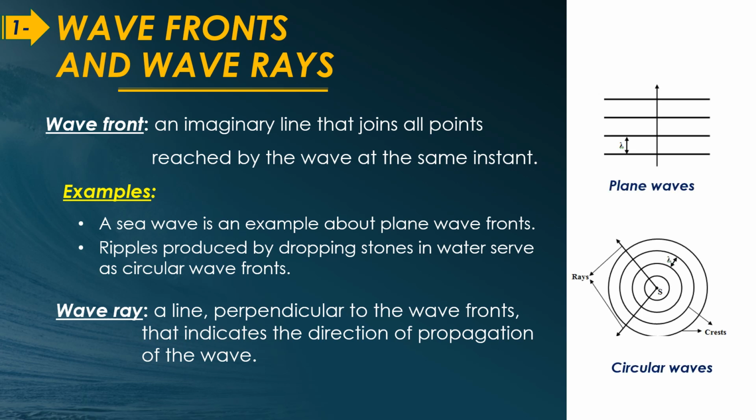A wave ray, on the other hand, is simply a virtual line as well, which is perpendicular to the wave fronts, and it serves as an indicator of the direction of propagation of the wave. Looking at the figures that you can see to the right, where we have these plane wave fronts, it's worth noticing that the distance between two consecutive fronts is nothing but the wavelength, and the wave ray, this one here, is perpendicular to the wave front. While if you go to the circular waves, you notice that the distance between two consecutive circles is the wavelength lambda.